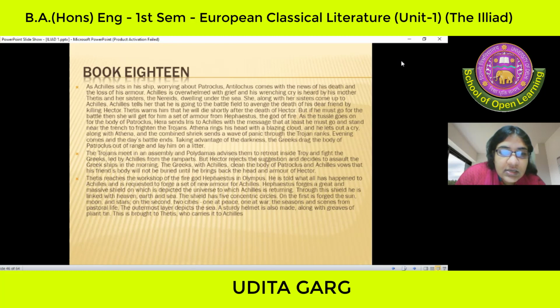Hephaestus forges a great, massive shield on which is depicted the universe to which Achilles is returning. Through this shield, he is linked with heaven, earth, and sea. The shield has 5 concentric circles. On the first is forged the sun, the moon, the stars. On the second, 2 cities, one at peace, one at war. The seasons and scenes from pastoral life. The outermost layer depicts the sea. A sturdy helmet is also made along with greaves of pliant tin. This is brought to Thetis, who carries it to Achilles.